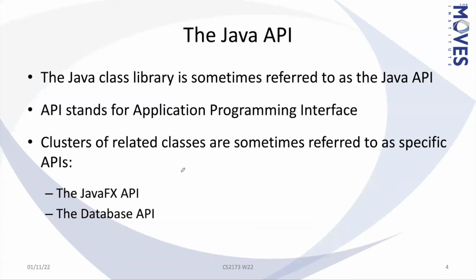Sometimes it's referred to as API. That's a standard acronym. And I know that as military officers, you very rarely encounter acronyms. So this may be a little bit of a shock to you, but API stands for Application Programming Interface, and that's just sort of a fancy name for these classes that we refer to as specific APIs. For some of the standard ones, there's the Java FX API and the database API.